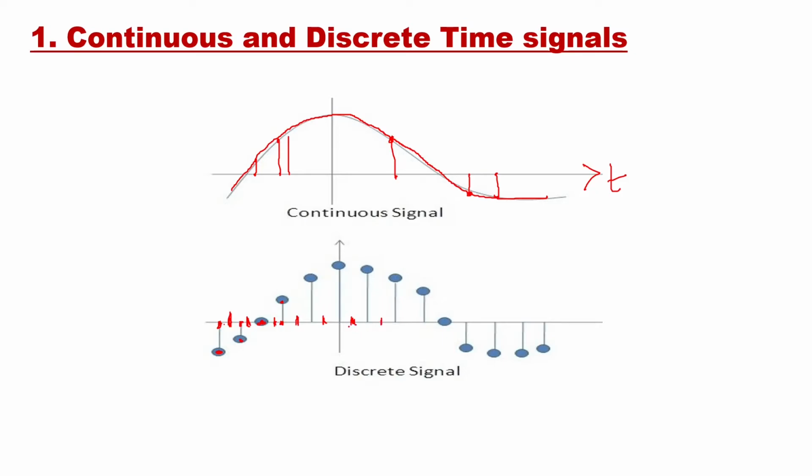Okay, so it is at different time. It is at separate time. So a signal is said to be discrete when it is defined at only discrete instances of time. Okay, so this is the difference between your continuous and discrete time signals.